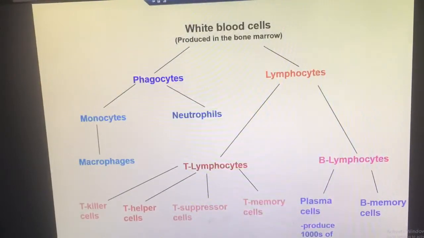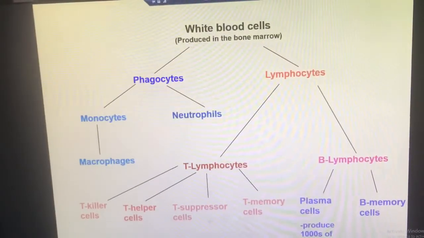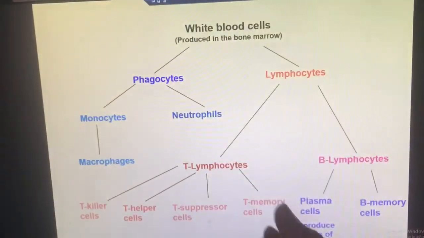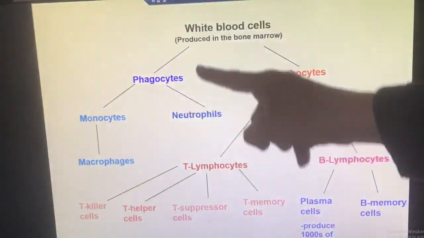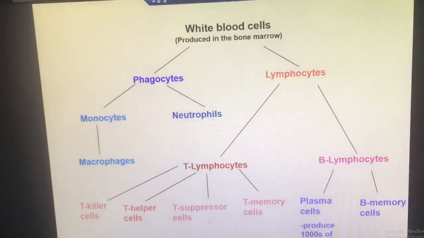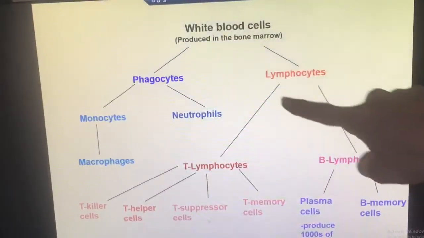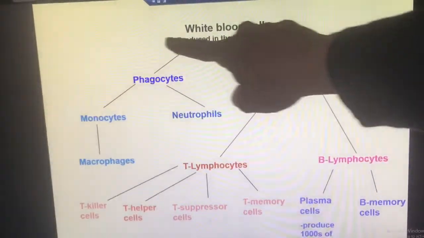So today's lesson is focusing on phagocytes. If we think about the white blood cells that are involved in our immune response, we can split them into two key families. We can split them into the phagocyte family that will all carry out a response in a very similar way, and we can split them into the lymphocyte family. Today we're going to focus on the phagocyte family.